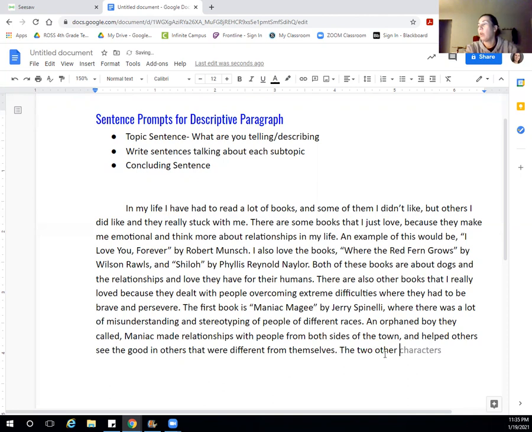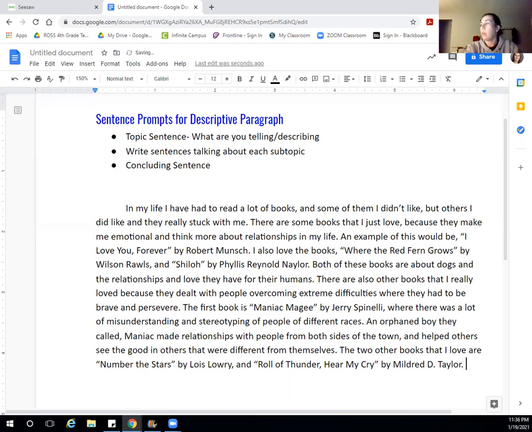The 2 other books that I love are Number the Stars by Lois Lowry and Roll of Thunder, Hear My Cry by, I believe it's a lady named Mildred, but I'm going to check. Yes, I was correct. Mildred D. Taylor.